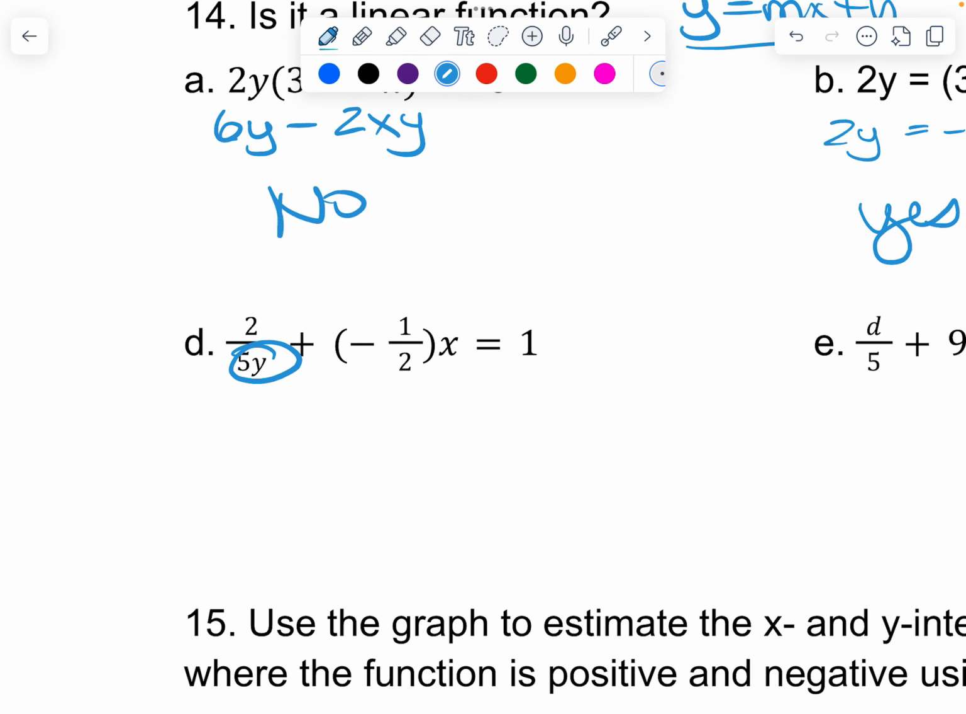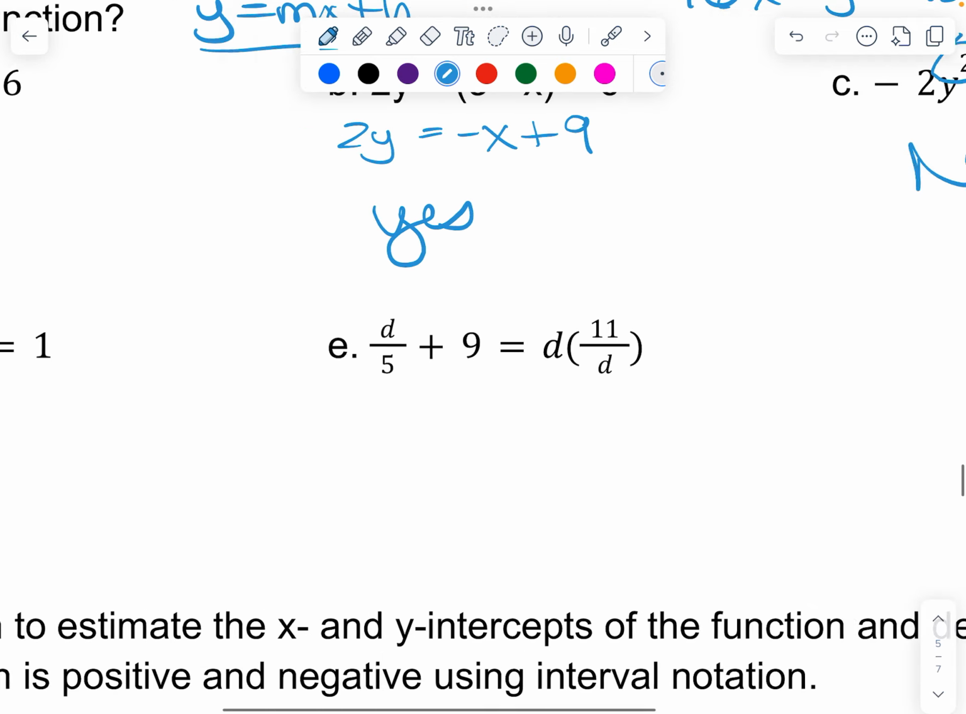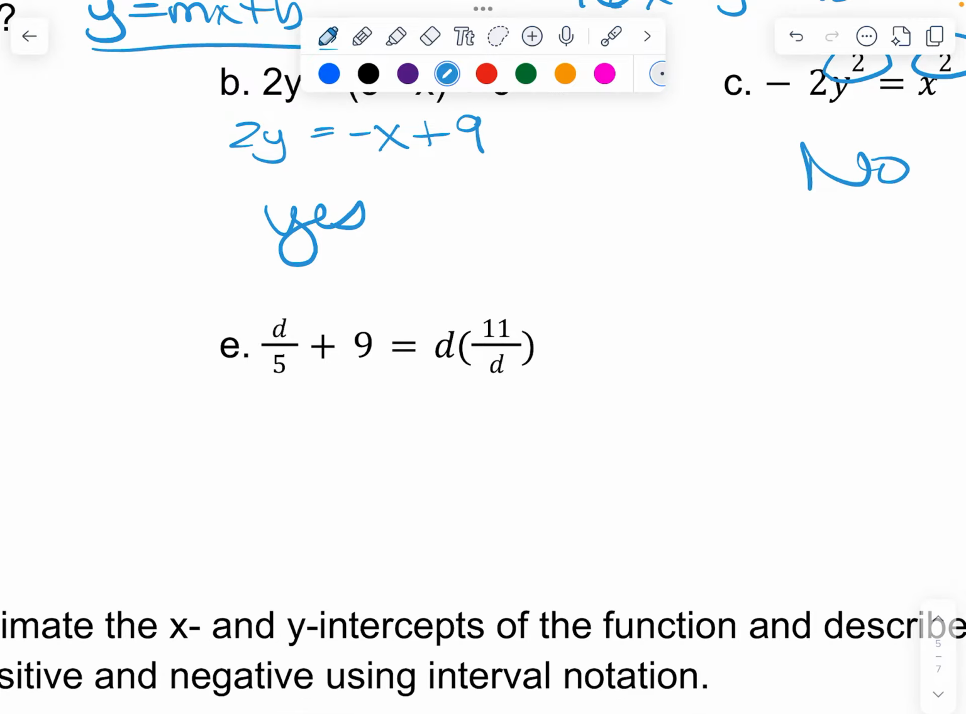Denominator, that's in the denominator. Remember, that would be y to the negative 1. Can't have negative 1, so no. Well, d is in the denominator, but I can cancel out. So I have d over 5 plus 9 equals 11. I only have 1, and it's an exponent of 1, so yes.